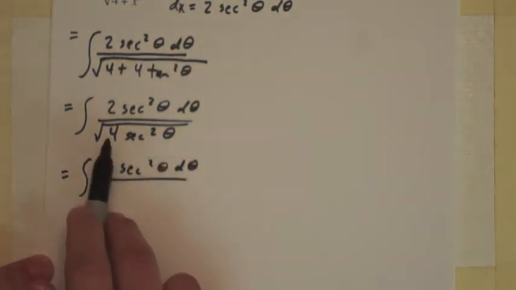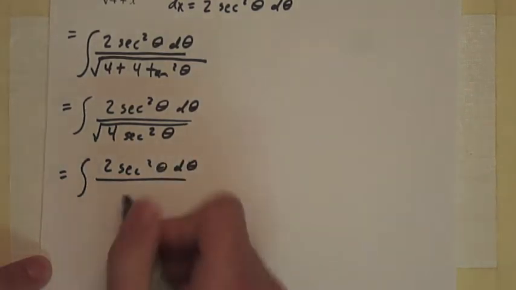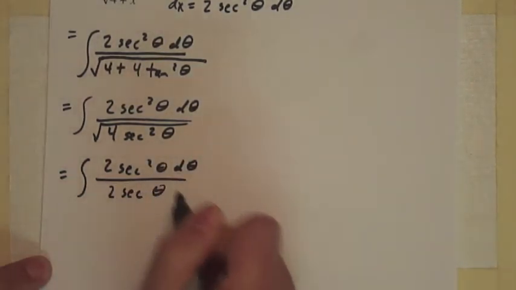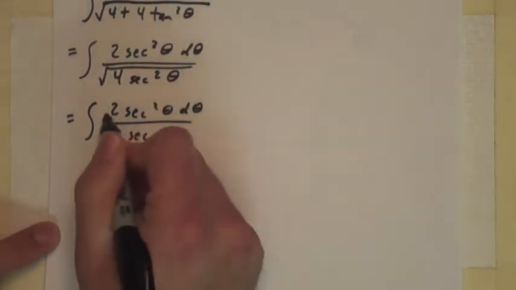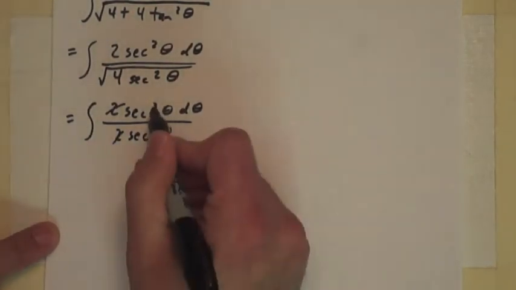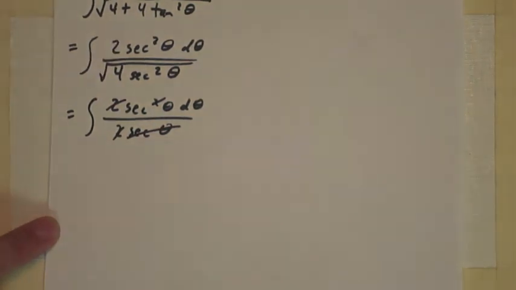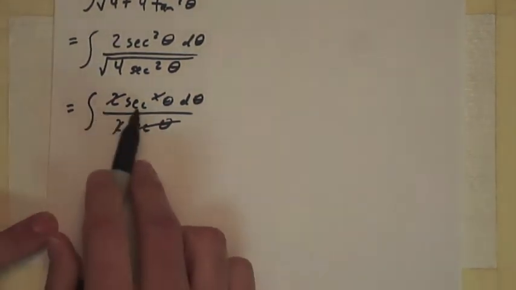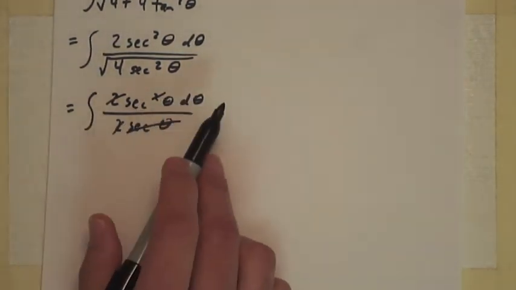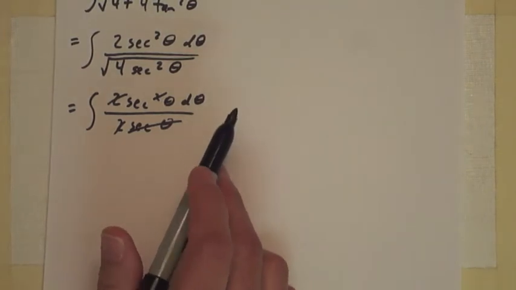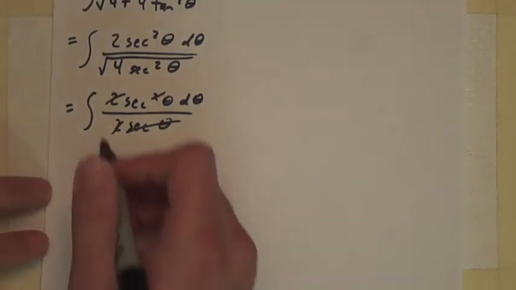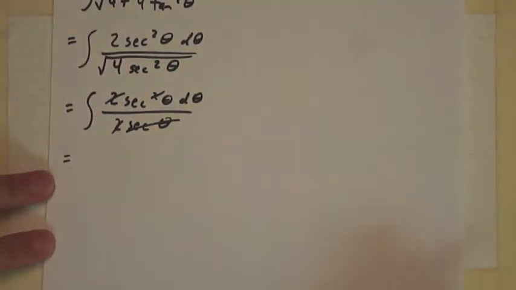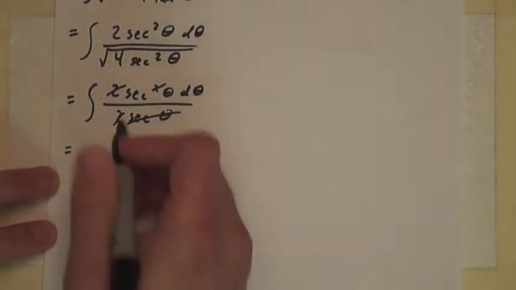The square root of 4 is 2, and the square root of secant squared is secant. So the square root goes away, and we just get 2 secant theta, and we get some beautiful cancellation here. The 2's go away, one of the secants goes away on the top, and you just get the antiderivative of secant theta d theta. Now, this you have to have memorized, which I had said in a previous lecture and page of notes, you should have that memorized.